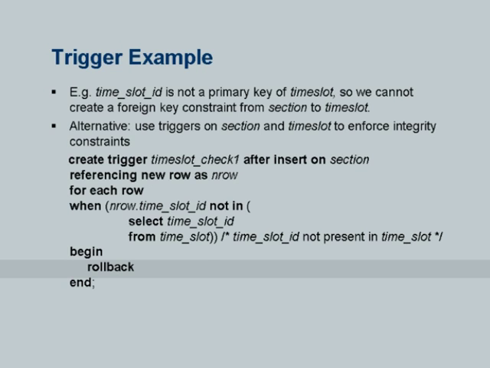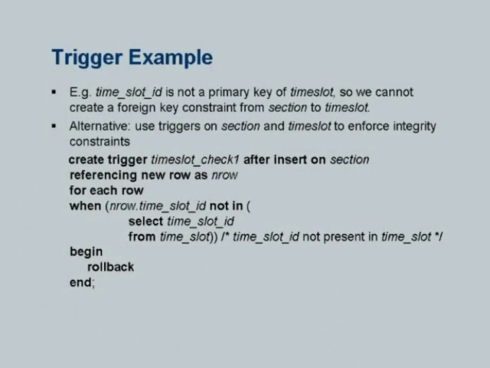So as you can imagine, this particular trigger must run as part of the transaction which is doing the insert, whereby the error is detected while the transaction is running and it rolls back. That's how triggers operate. They run as part of the transaction. Of course, this check is only on insert to section. What if I insert successfully, then I go to the time slot table and delete a particular time slot? Now you have a section which has a time slot which no longer exists. It was there when the section was inserted, it's gone now.